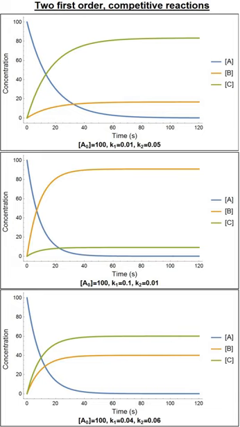Pseudo-first order. If the concentration of a reactant remains constant because it is a catalyst, or because it is in great excess with respect to the other reactants, its concentration can be included in the rate constant, obtaining a pseudo-first order or occasionally pseudo-second order rate equation.